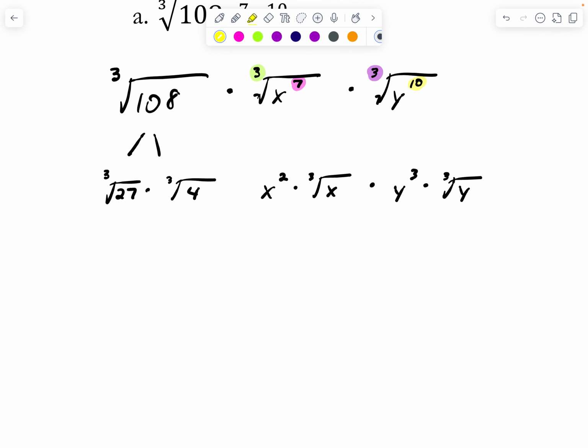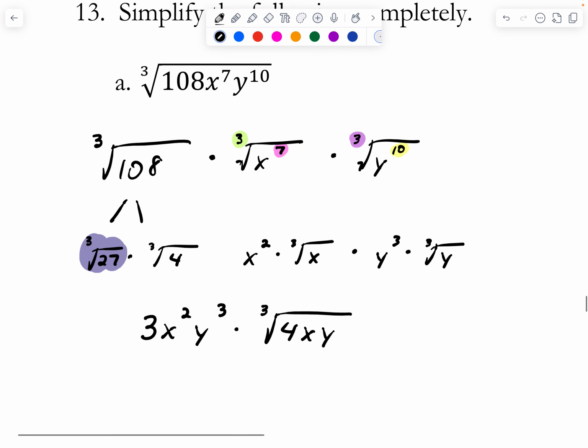Now, this cube root of 27, I do know. That is 3. So I take all the things on the outside, 3, the x squared, the y cubed, put them on the outside, and then the stuff that's left over stays inside that cube root. Okay? This can be tricky, so make sure you're reviewing this.